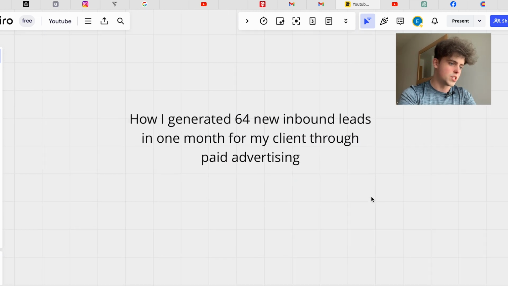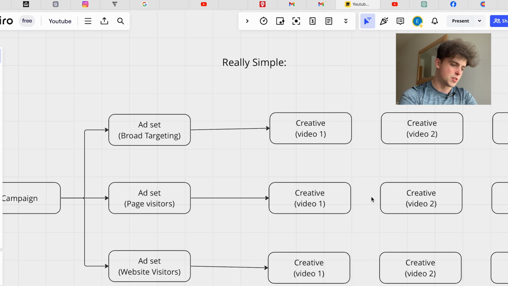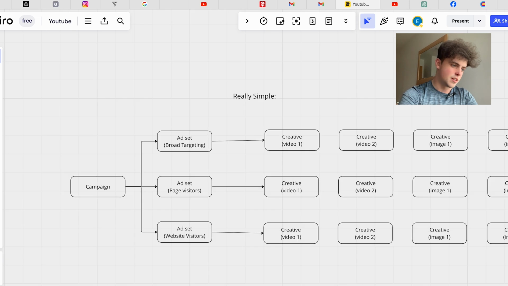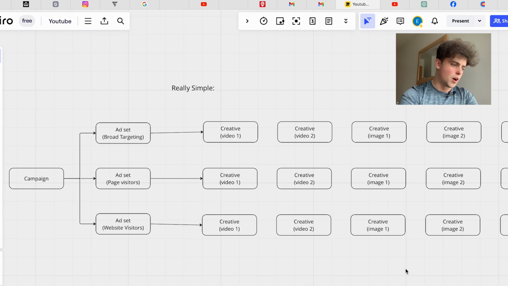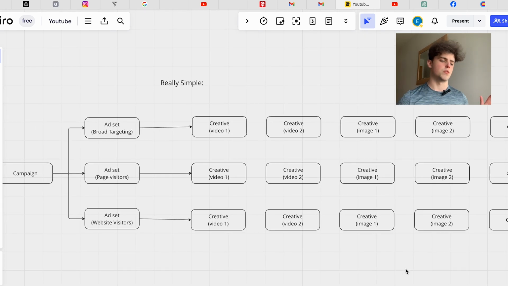But how did I generate 64 new inbound leads in a month? Really simple. I pretty much summarize it with this diagram, as you can see. And I know I said really simple. If anybody isn't familiar with ads, you'll probably be looking at this thinking, oh my God, I can never do something like this. What does this mean?